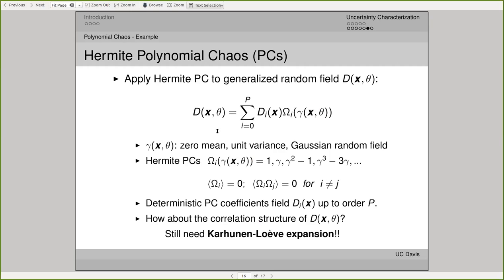But another important thing is missing, which is the correlation structure. So we also need to consider the correlation structure of the original generalized random field. And for that, we still need to do the Karhunen-Loève expansion to capture this correlation field. We will talk about the Karhunen-Loève expansion in our next lecture.